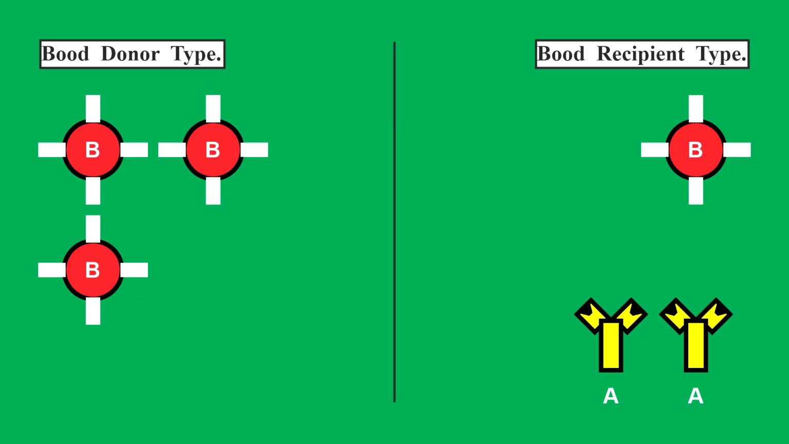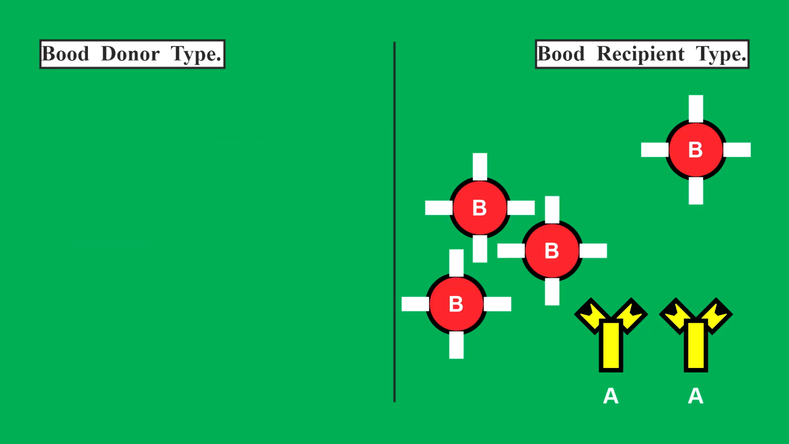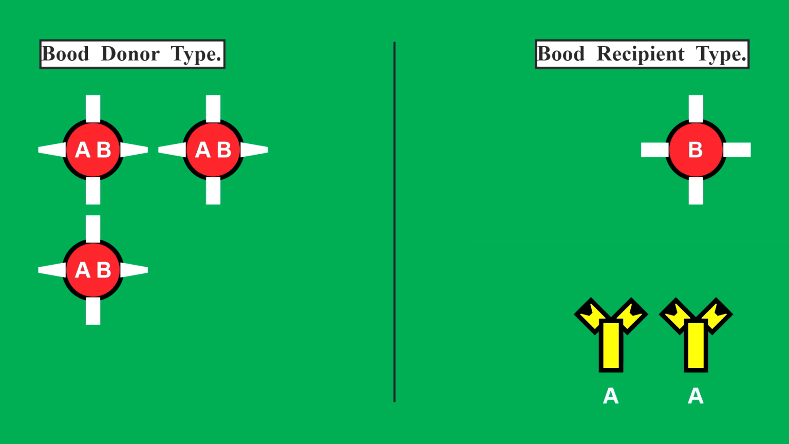Let's say you get a blood transfusion of blood type B. Your antibodies will not go after the B antigen because the B antigen is already on the surface of your red blood cells. So your immune system will accept this blood type.